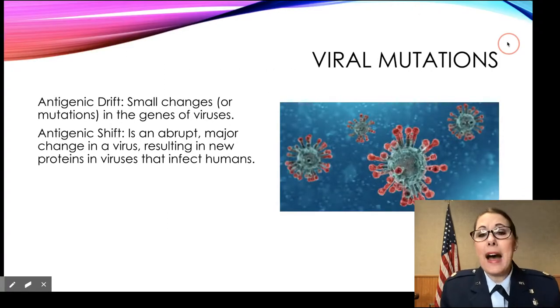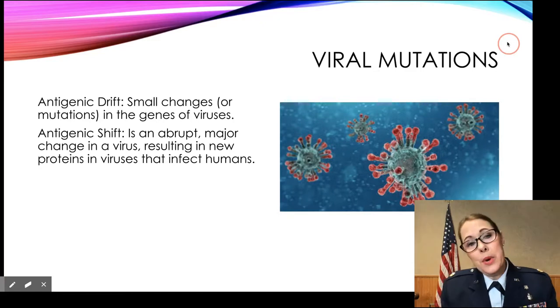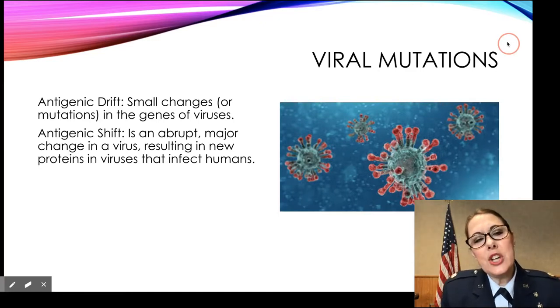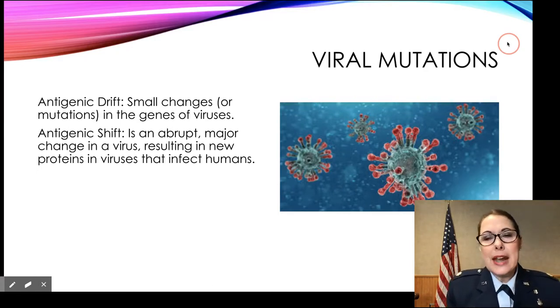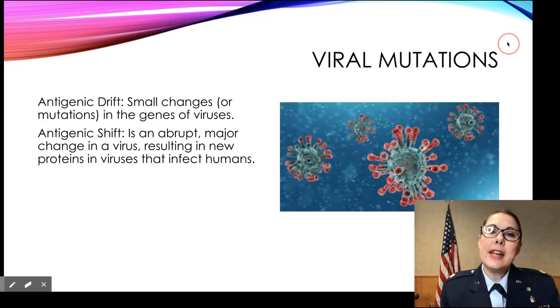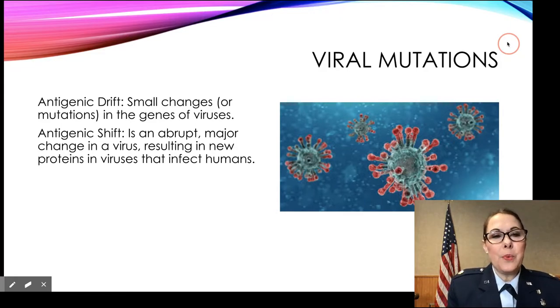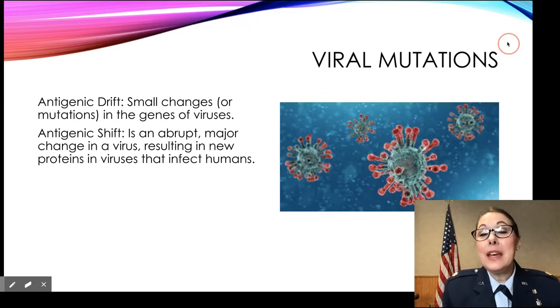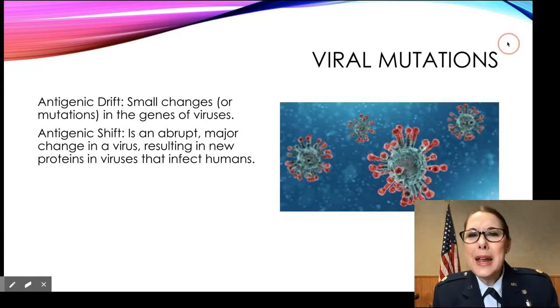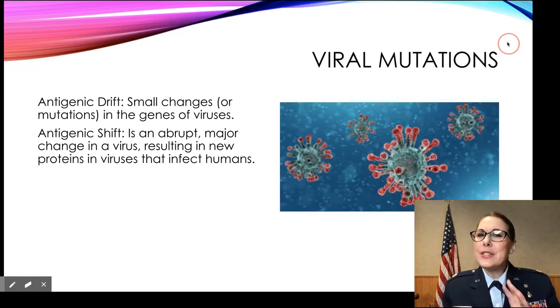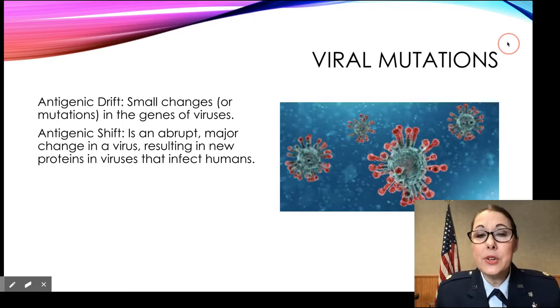So these are viral mutations, is what we call them. You can have antigenic drifts or small changes in the mutation in genes. If you think about an antigenic drift, think about, we are used to seeing all of the airmen in uniform. And if you see somebody out of uniform in civilian clothes, you may not recognize them because it's just a small change in their clothes, not necessarily something huge.